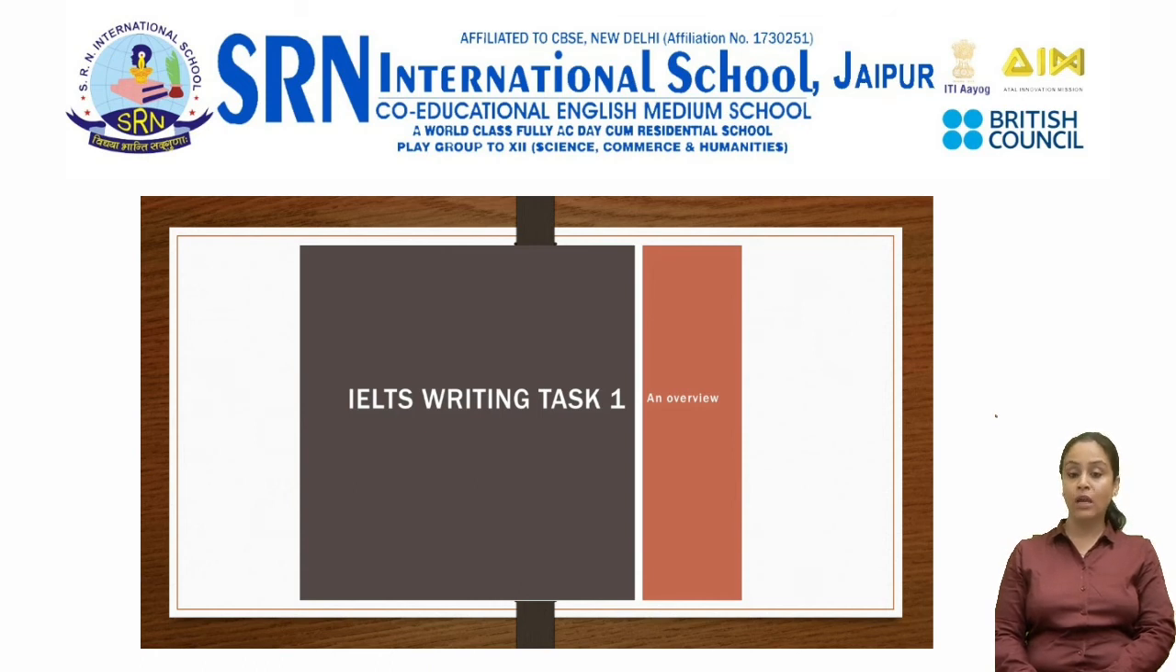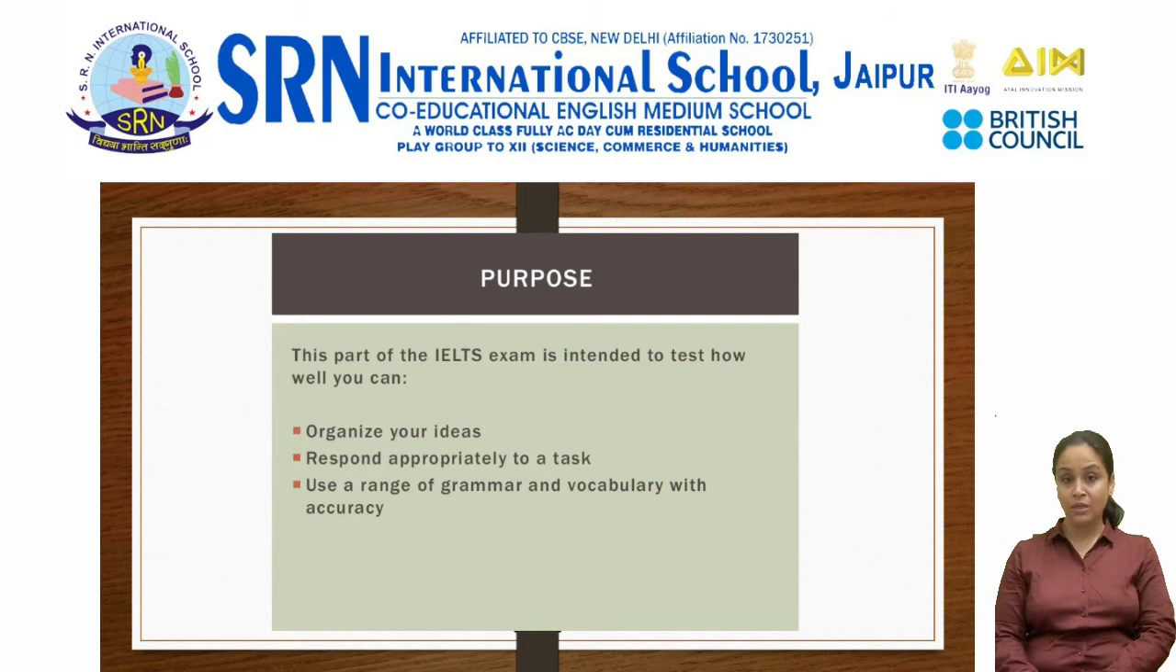In today's video, children, we are going to discuss IELTS writing task 1. What is it? What is an overview? What type of questions would you get and how are you going to attempt these questions? So let's start. This part of the IELTS exam is intended to test how well you can organize your ideas, respond appropriately to a task, and use a range of grammar and vocabulary with accuracy. Remember that I've already discussed the criteria of assessment for this particular task. So this is the purpose of the assessment.